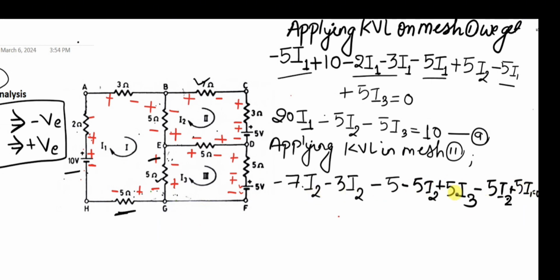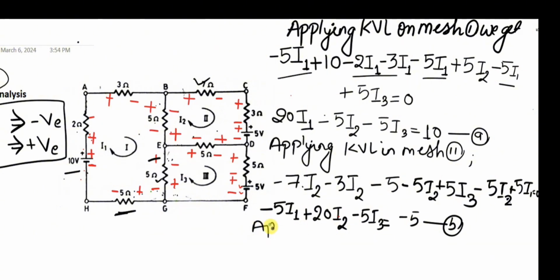Now once it's done, we'll write it as 5 I1 minus 20 I2 minus 5 I3 is equals to minus 5. This one will be equation B. Once equation A and equation B are done, then let's apply KVL.